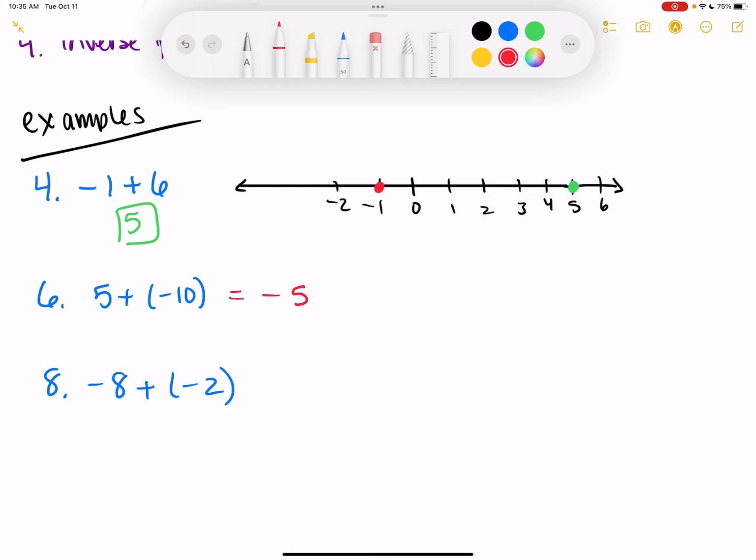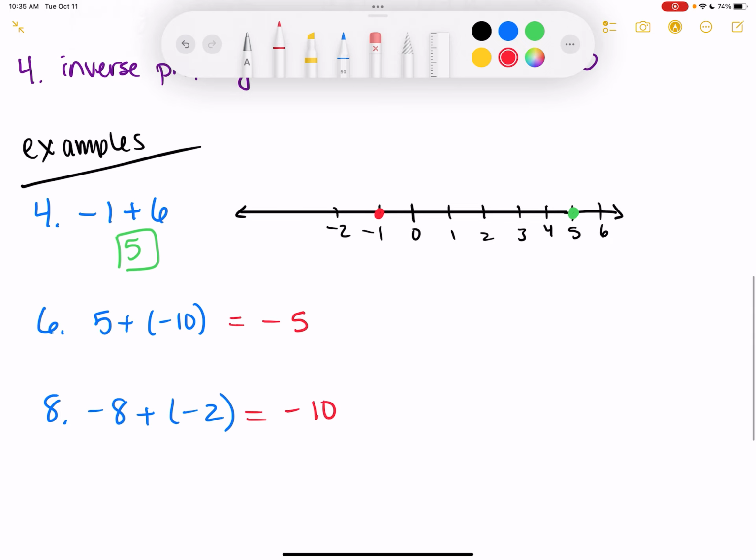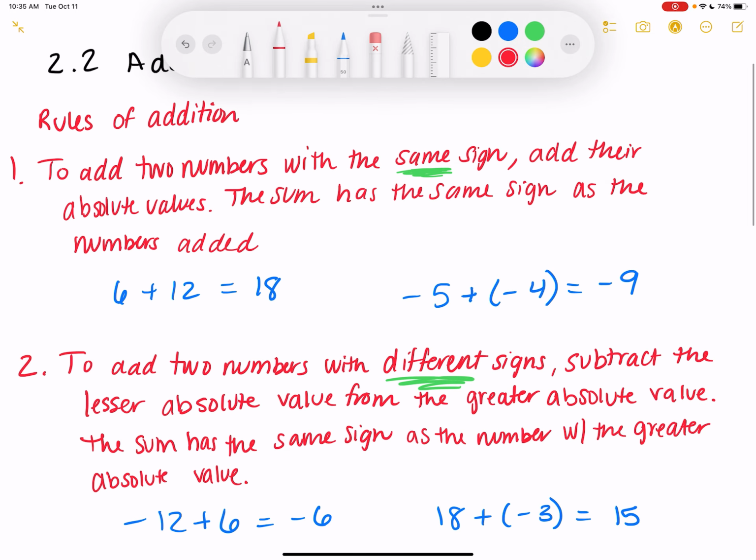So these both have the same sign. So that means I'm going to add the numbers together and then keep the sign. So what is 8 plus 2? 10. Yeah, so it'll be -10. Yep. So this would be like rule number 1, that said if they have the same sign, we add the two numbers together, and then we take the sign of the number of like whatever it was.